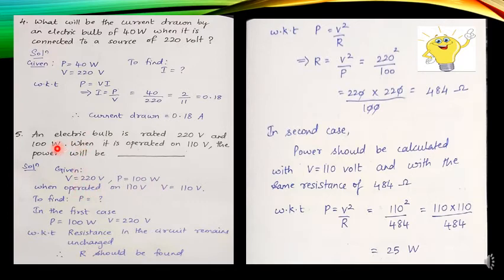So first we should find out the resistance in this case, that is, the electric bulb rated 220 volts and 100 watts. So using these two pieces of information, if you find and keep the resistance, you can find the power in the next case, that is when the voltage is reduced to 110 volts. Because resistance remains constant, isn't it? Only the voltage is changing here. So V is equal to 220 volts and P is equal to 100 watts is for the first condition. So when operated on 110 volts, what is the power you are going to find?